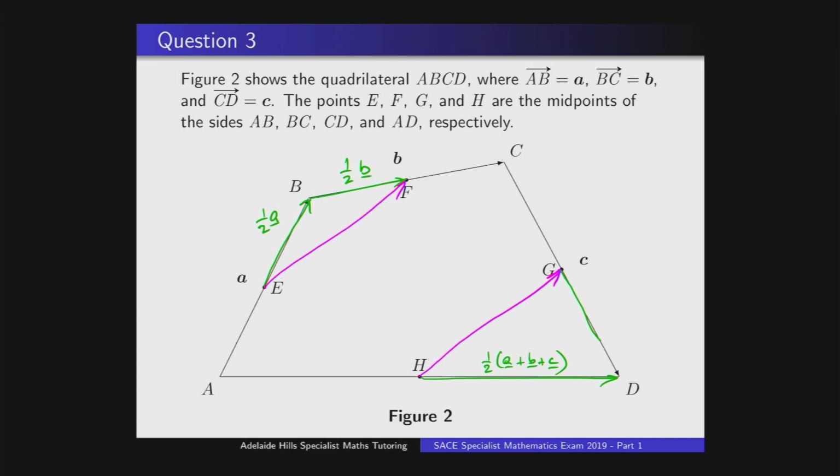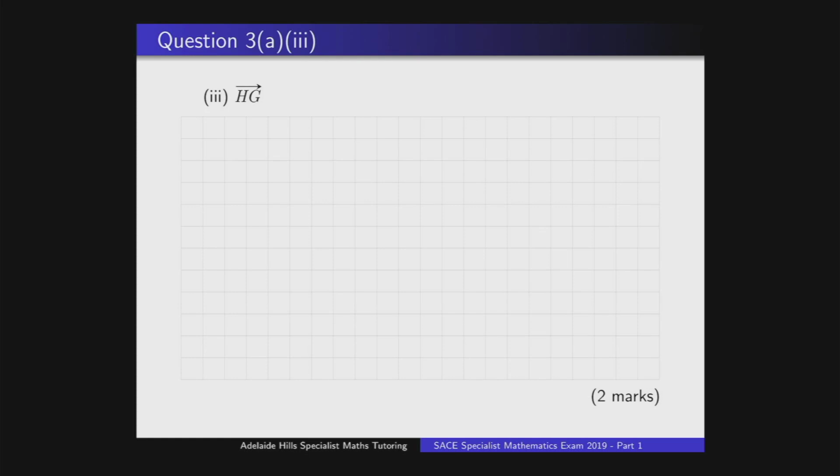And 1/2 C is this vector. We want to go along that line, but in the opposite direction, so we want to subtract off 1/2 C. It's important to remember that when you're going in a positive direction, you're adding. When you're going against the direction of a vector, it's the same as subtracting. So we get 1/2 (A plus B plus C) minus 1/2 C, and that leaves us with 1/2 (A plus B).